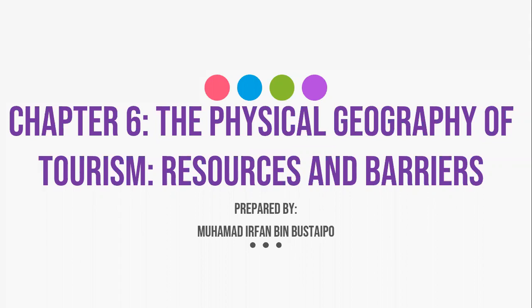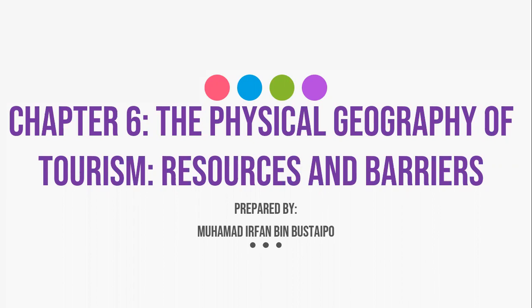So today we will learn a new chapter for tourism geography: the physical geography of tourism, resource and barrier. When you go to a destination, the first thing you always see is the attraction at the place. Some places have their own physical attraction.